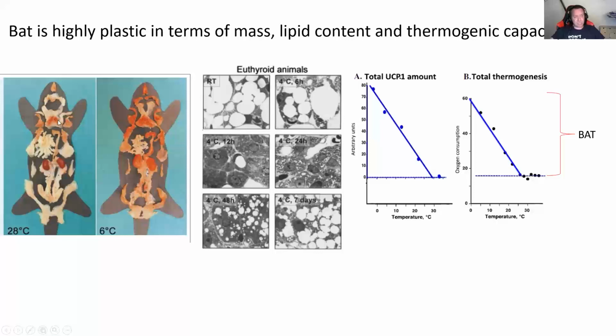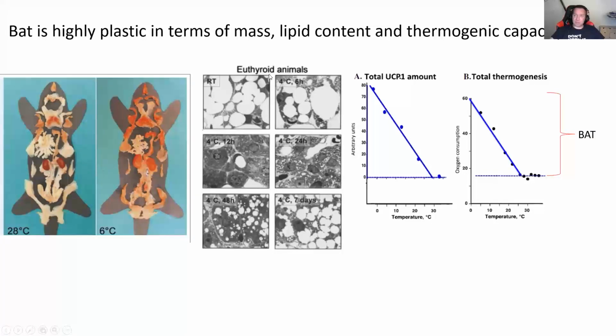And what it shows here is this large BAT depot, which is found between the shoulder blades, and these other large depots which are located under the shoulder blades. But most of the other fat is predominantly WAT, and this is at 28 degrees C. At 6 degrees C, almost all of these fat depots have to some extent gone white, with the least whitening going on in the perigonadal depots and also in the omental white fat.